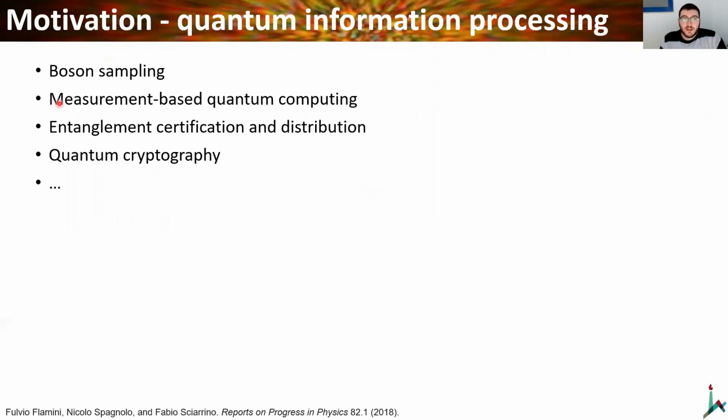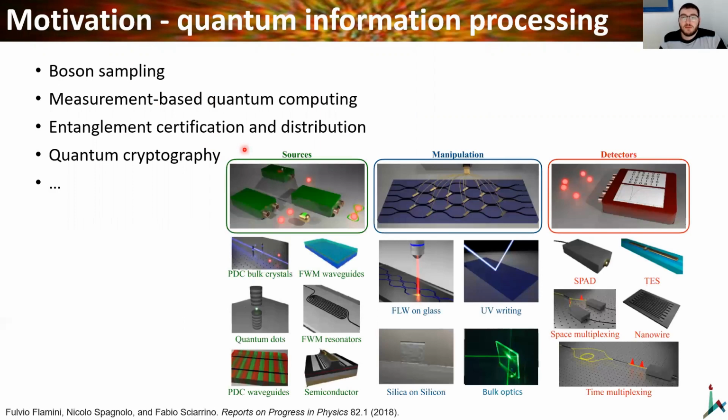In recent years, many applications in quantum information processing have been developed, for example, measurement-based quantum computation and quantum cryptography. What is common to all of these applications is that their photonic implementations require three main building blocks. First, you need a source to generate single or entangled photons. Then you need to find a way to manipulate the photon, for example, to encode information or perform some computation. And finally, of course, you would like to detect the photons to read out information or the result of your application.